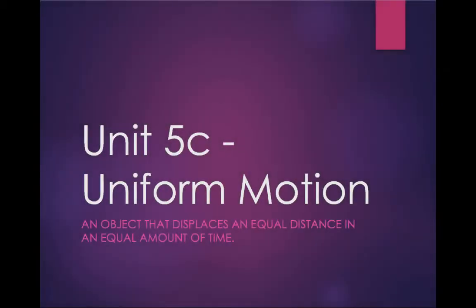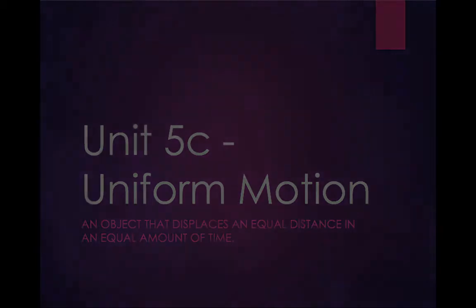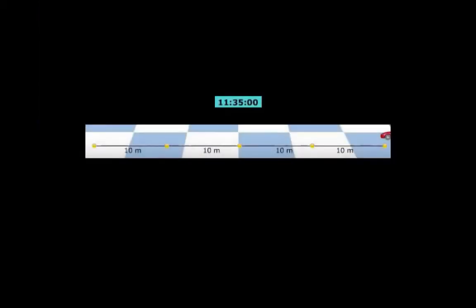Uniform motion is described as an object that displaces an equal distance in an equal amount of time. For example, let's take a look at this car. If you watch closely, you'll notice that for every 1 second of travel, the car displaces or travels 10 meters.